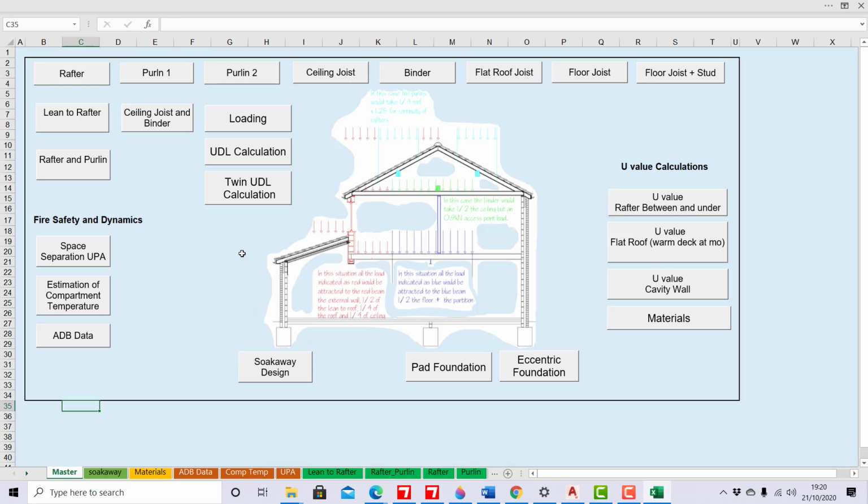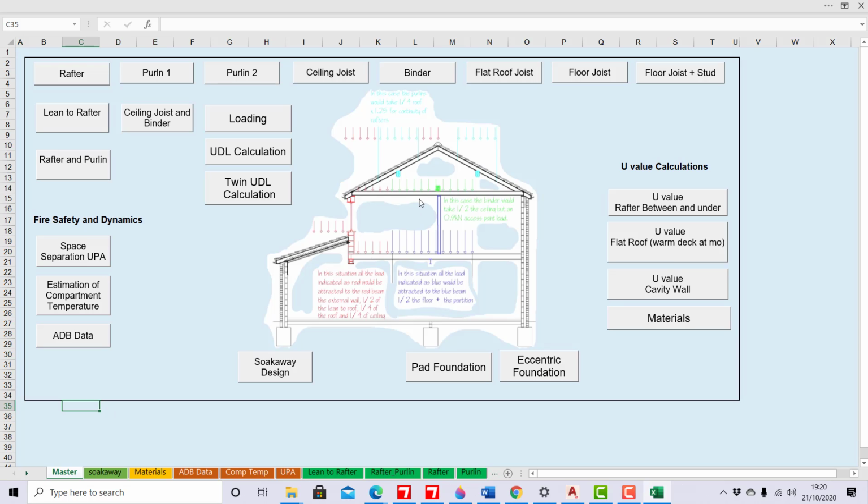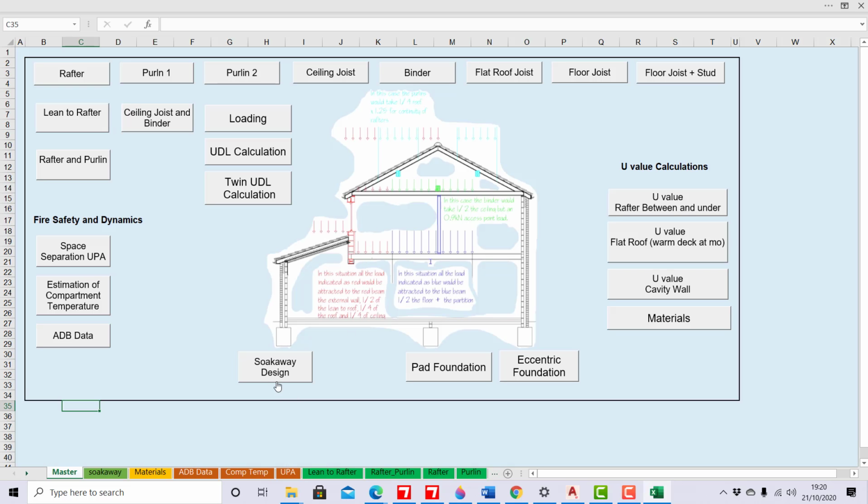The U values, it's quite interesting stuff, but you'll have to play around with that. Like I say, I've got another video for that that I sent Trevor, and you can play with that to your heart's content. And that's it, that's a spreadsheet. And like I said, structure, U values, eccentric foundations, pad foundations, soakaway design. There's a soakaway design in there. It's a gem of a program, that.